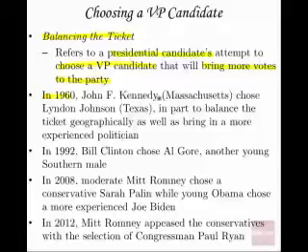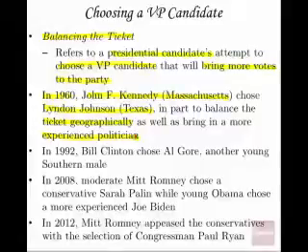So in 1960, John F. Kennedy from Massachusetts chose Lyndon Johnson from Texas. So that was a geographic balancing of the ticket, along with experience, okay? In part to balance the ticket geographically, as well as to bring in a more experienced politician. So you had a Southern Democrat who was a fixture in the Senate, and then you had a young Eastern Democrat who didn't have nearly as much experience as LBJ.